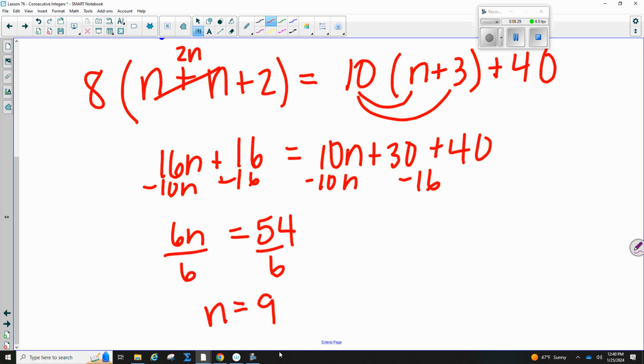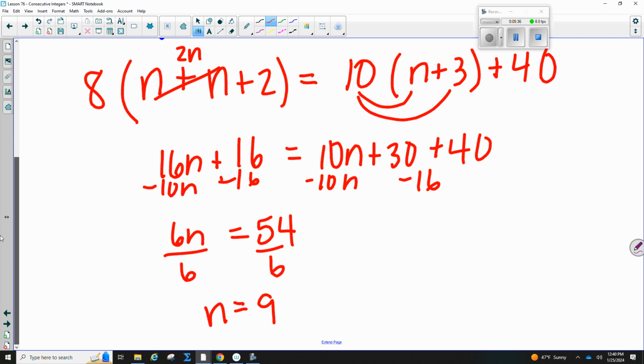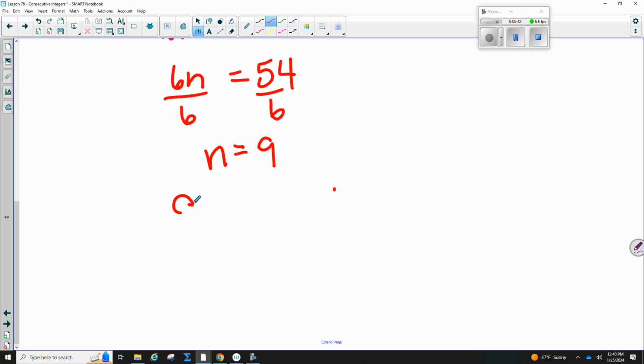All right, and then you go back and you're like, how many consecutive integers did I need? A lot of people actually just forget. They stop right here and they're like, I'm done. All right, but you're not. These are consecutive integer problems, and we needed 4 of them. So my answer is 9, 10, 11, 12. Okay.